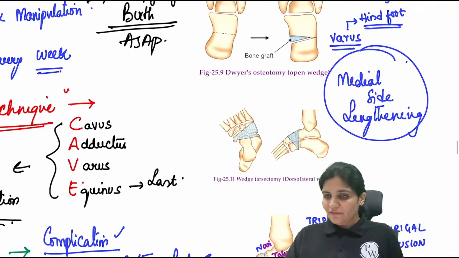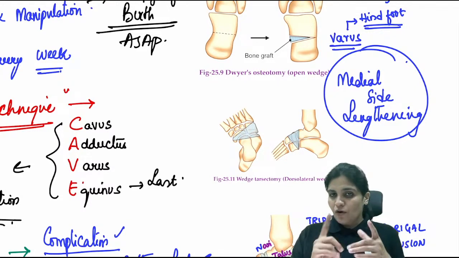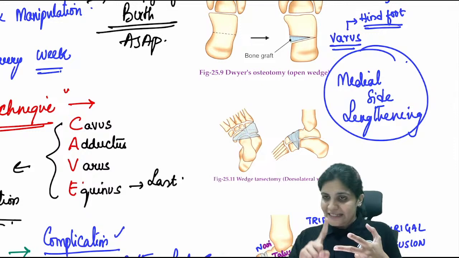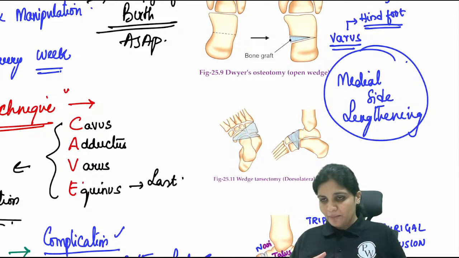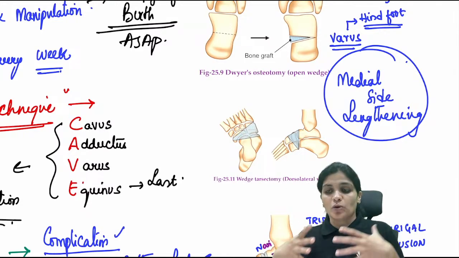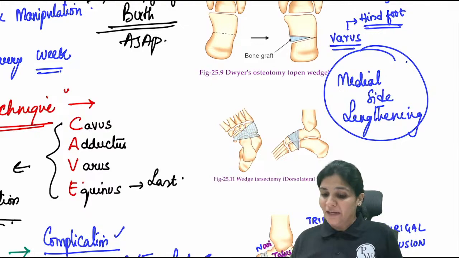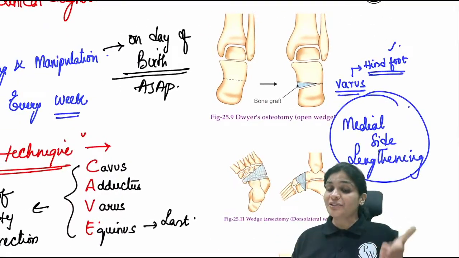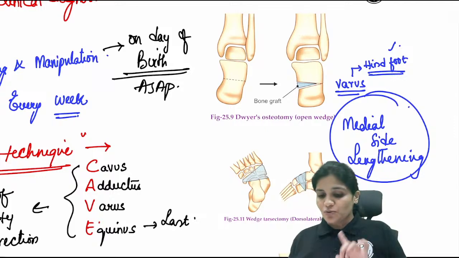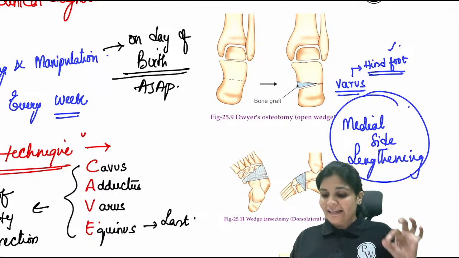So Samantha, whenever you're attempting the CTEV, you have to remember that first it is always casting. Then after casting, there is maintenance. After maintenance, if it is not corrected or if there's a problem, go for soft tissue procedures. If the soft tissue procedure is also not able to address your problem, then we have certain bony procedures done after 3 years of age. So that first one is in the varus.